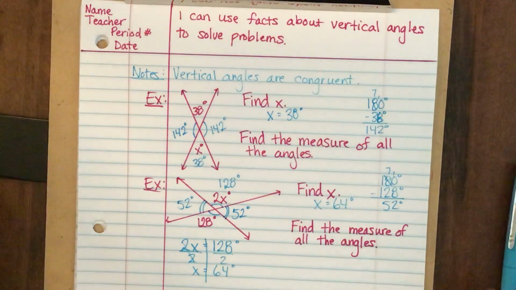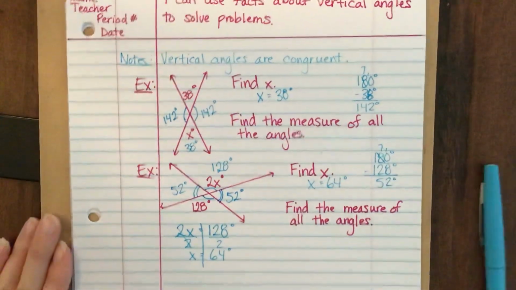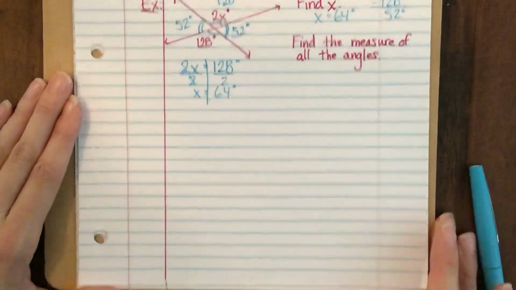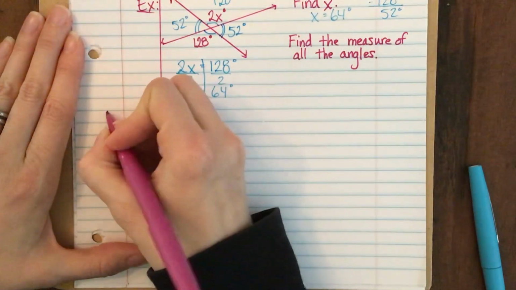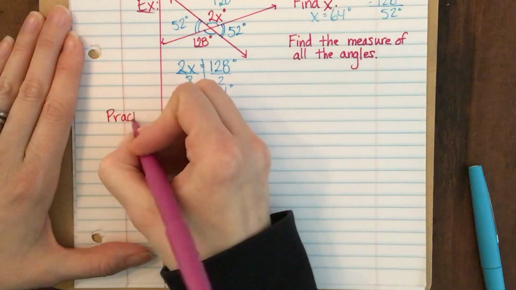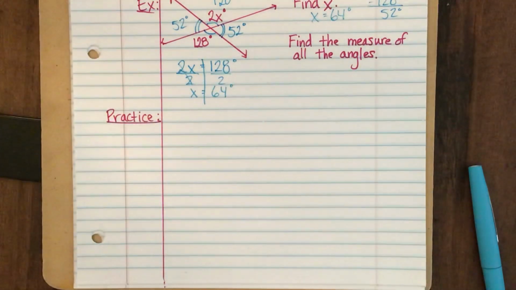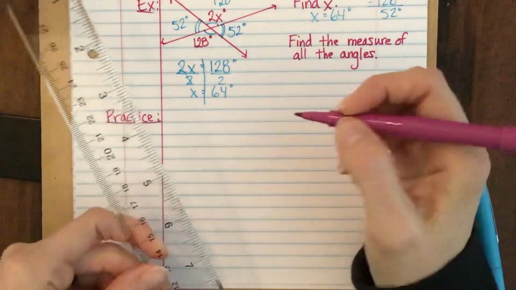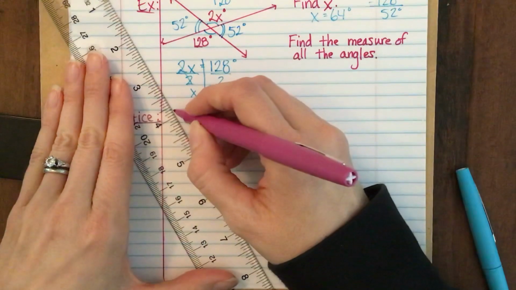Now I'm going to have you practice a few. I'm going to try very hard not to cut it off this time, so I'm going to move my sheet up. All right, let me draw these pictures. For each of these pictures, you're going to find x, and you're going to find the measure of all of the angles that are missing.